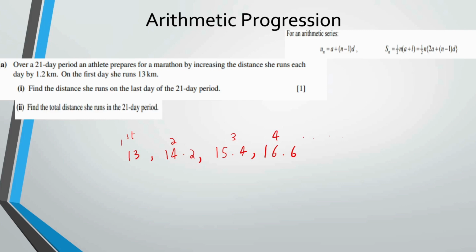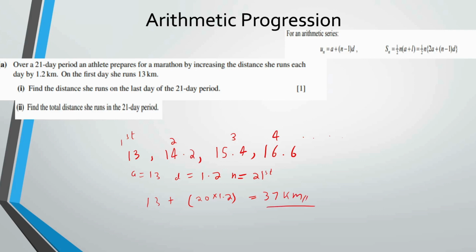For the 21st day, we can just apply the formula. We have A equal to 13, D equal to 1.2, and the N we need is the 21st. So 13 plus 21 minus 1, which gives me 20, into 1.2. This gives me 37 kilometers. So this is my first answer.